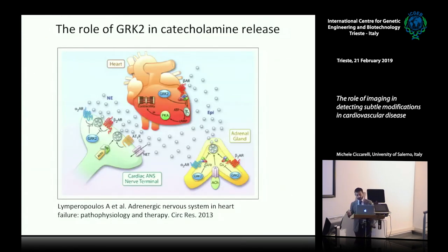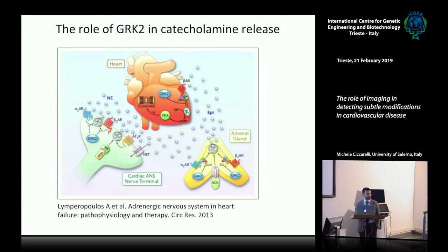In the last years, we have gained much more information about the role of this molecule in the mechanisms of heart failure. Another important finding, always from the lab of Professor Koch, was that GRK2 is also able to regulate the reuptake of catecholamine at sympathetic nerve endings, and that GRK2 is involved in increasing the level of catecholamine at the synaptic level.